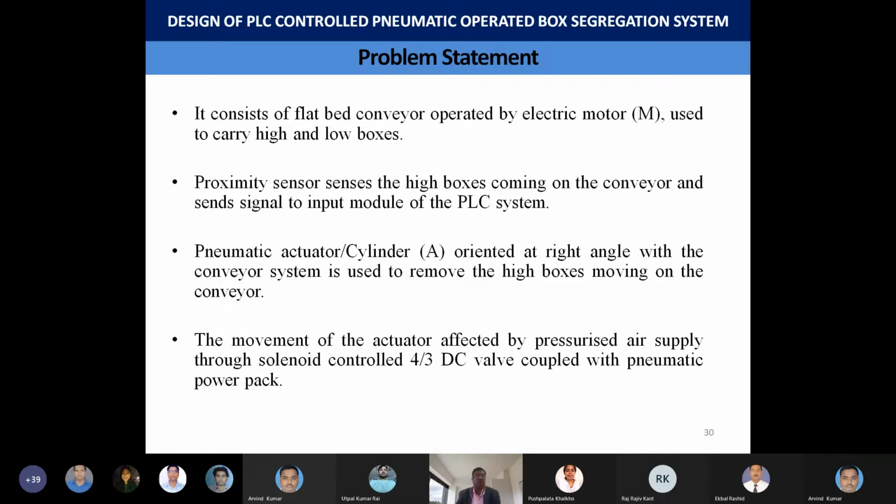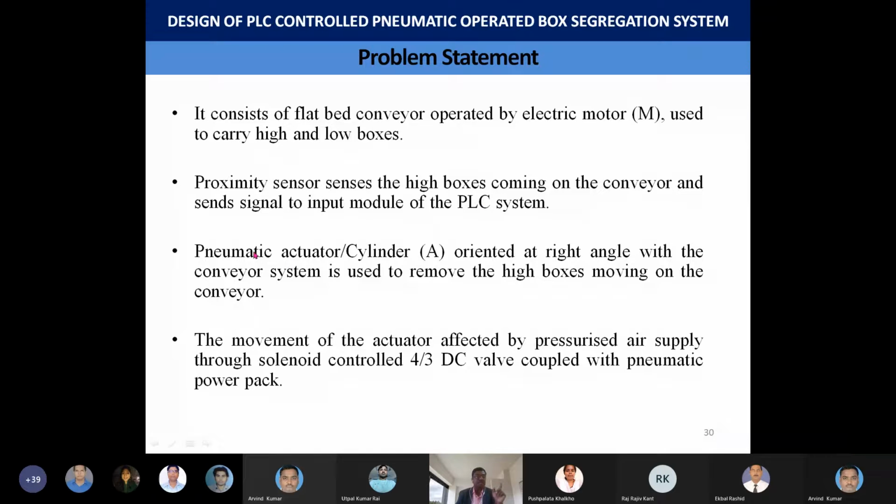So this is the problem objective. It consists of a flat bed conveyor and an electric motor, which carries high boxes and low boxes that need to be segregated. A proximity sensor is used to sense the boxes based on their height. The proximity sensor gives its input signal to the PLC controller system.